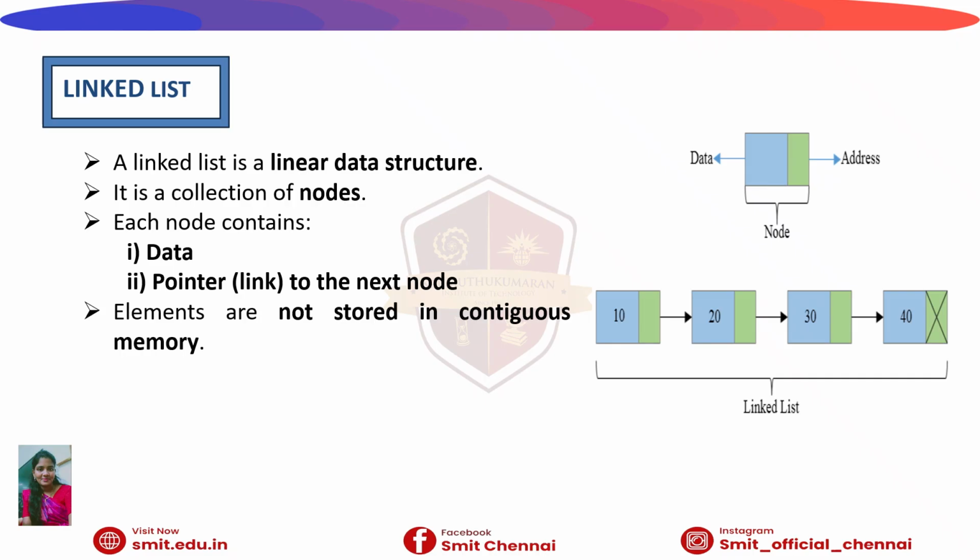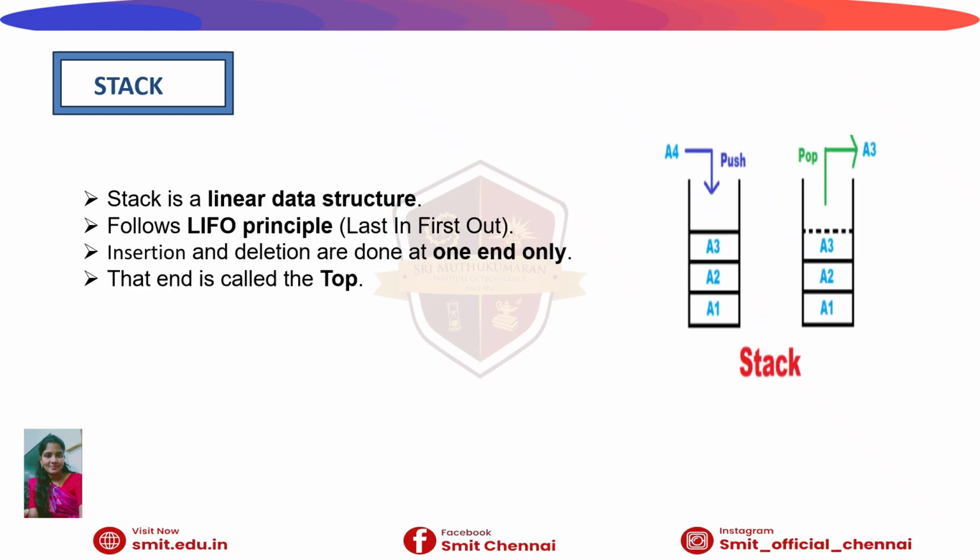This diagram shows a linked list. The first node has 10 and points to 20, then 20 points to 30 and 30 points to 40. The last node points to null, showing the end of the list. It shows how nodes are connected in a sequence using pointers. Let's move on to the next slide.